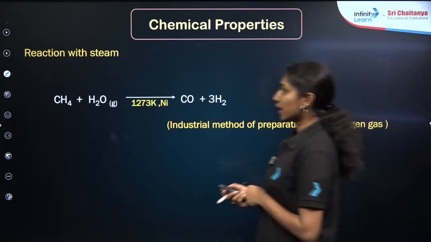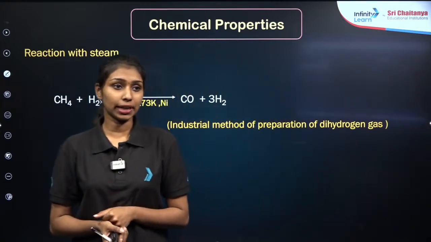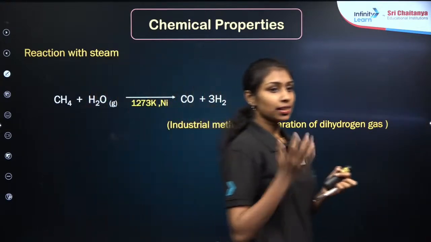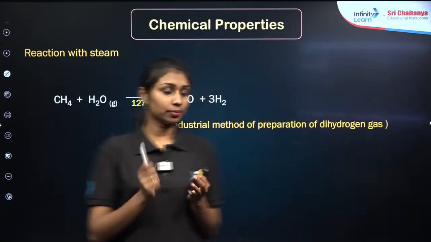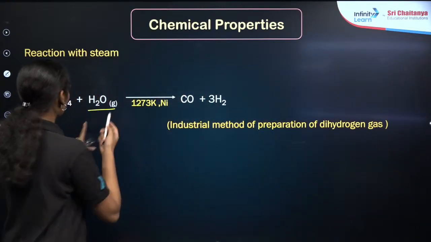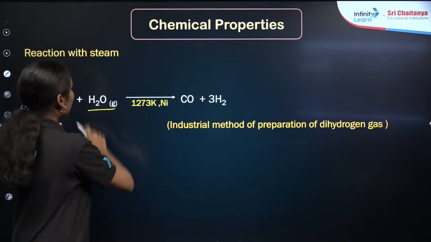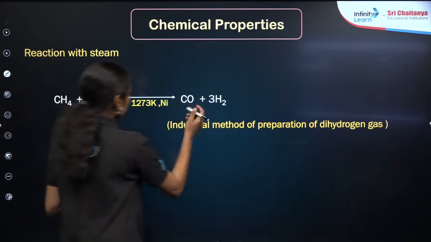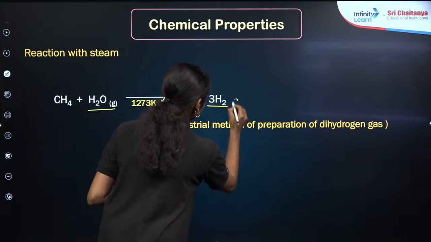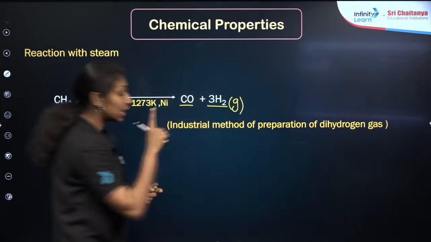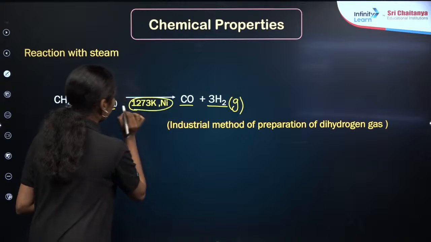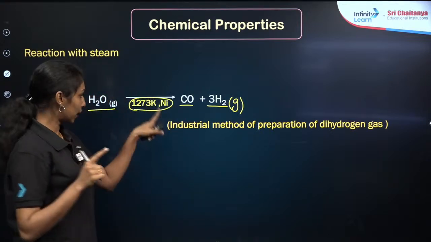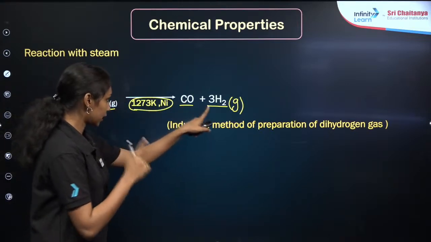Okay, we are moving to the next reaction, that is the reaction with steam. As we already know, steam means gaseous water molecules, water vapor. So here I am taking the water molecule in gaseous state. It will result in the product of carbon monoxide and hydrogen gas. The condition is that at high temperature we are using nickel as the catalyst. At 1273 Kelvin in presence of nickel catalyst, you will get the product of carbon monoxide and hydrogen.